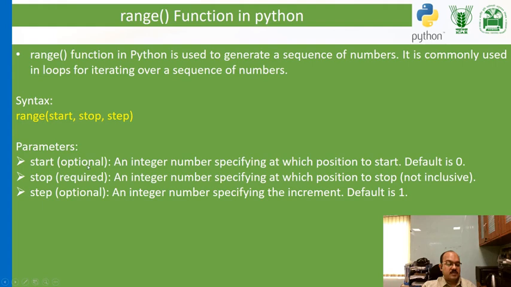So start is optional, which indicates the integer number specifying at which position to start. Default is 0. Stop is a required parameter, which will specify the integer number at which position to stop, and as I mentioned earlier, it is exclusive in nature, means that particular value will not be considered. And then step is again optional, which is by default 1, but we can specify an integer number, means for increment of the values.